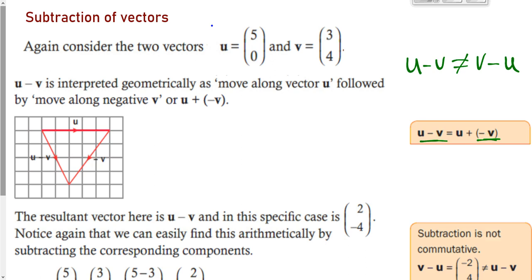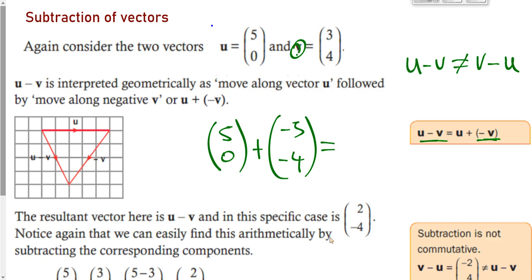And we can see that here in this diagram. If I was going to subtract this vector from this one here, I'm going to add the negative of this one. So this is going to be 5, 0, plus the negative of this vector, negative 3, negative 4, which will give us our resultant vector of 2, negative 4. So very important to note.